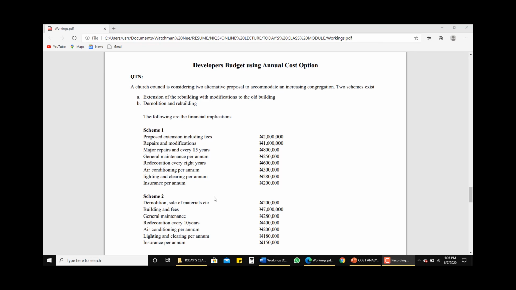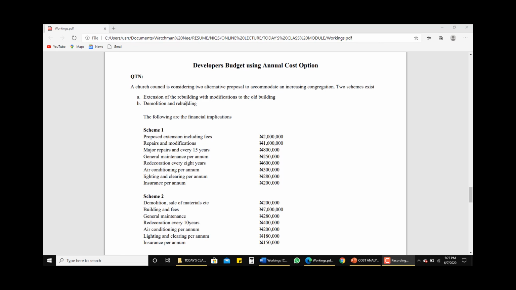preparation of developers budget using annual cost option. Here we have a question, and the difference basically between the annual cost option and that of the capital cost option is because some of the costs here are actually per annum. They have been reduced to annual expenses. So that's basically the difference between the preparation of developers budget using capital cost option and annual cost option. So let's look at it here.